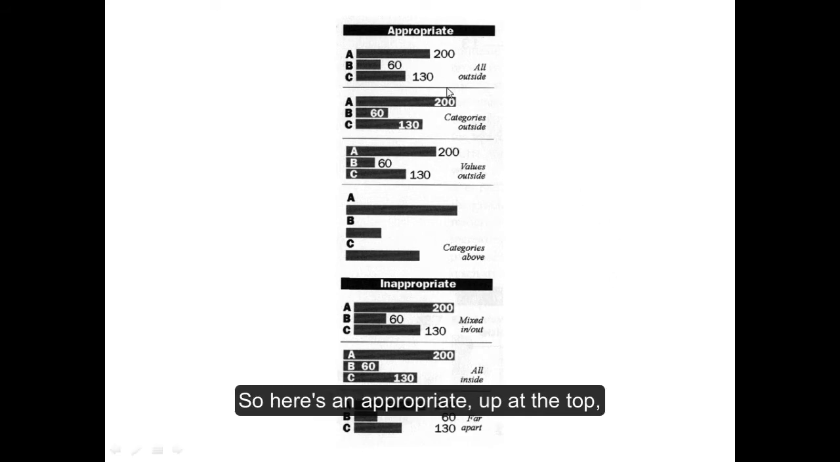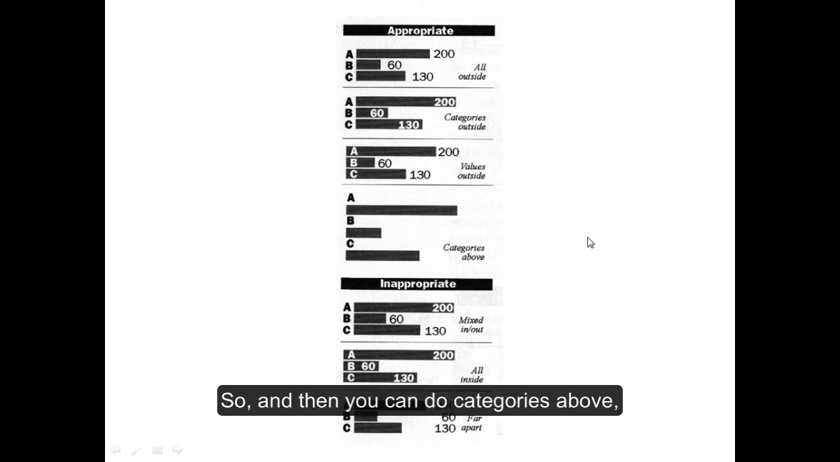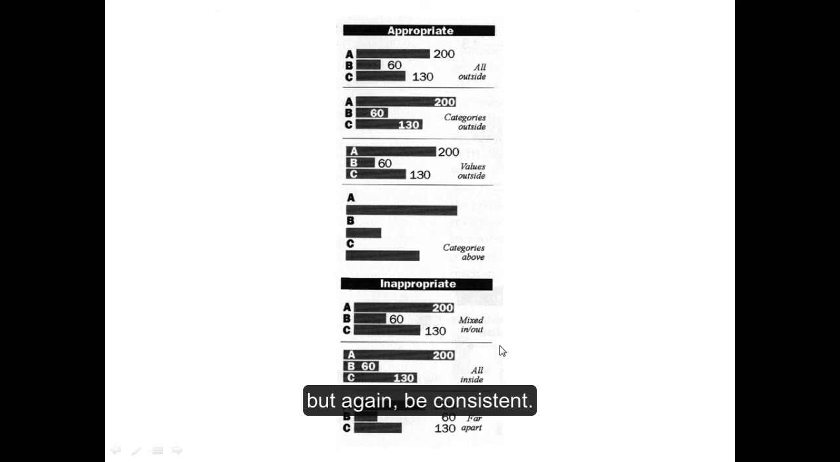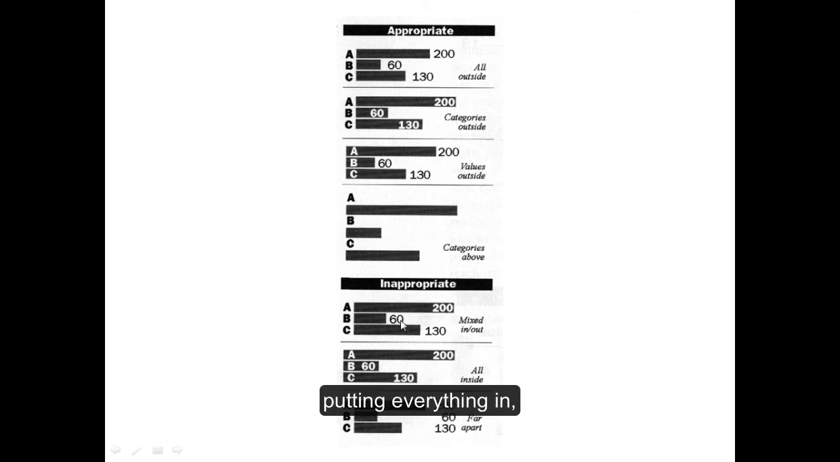So here's an appropriate one up at the top, inappropriate at the bottom. So appropriate, all outside, and categories are all inside in this example. And the values, making the A, B, and C, but if I'm going to put those inside, then they all have to be inside. Okay, and then you can do categories above, but again, be consistent. So the inappropriate would be half in, half out.